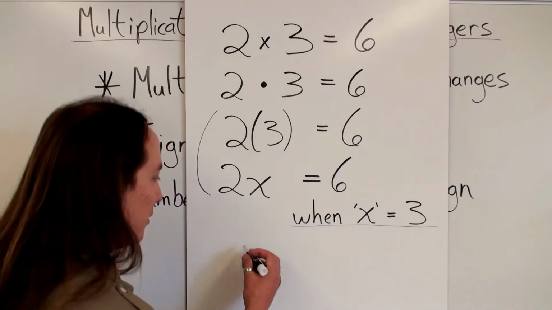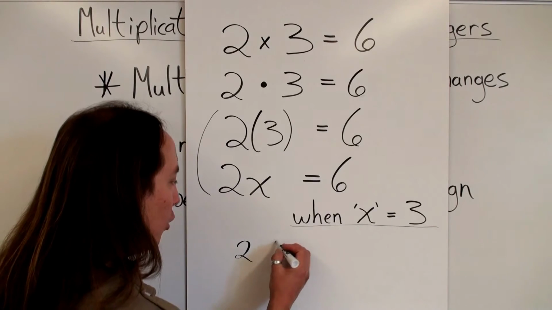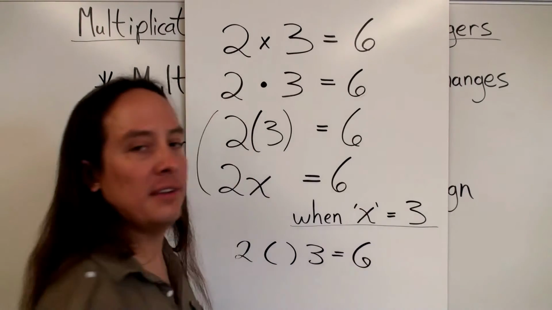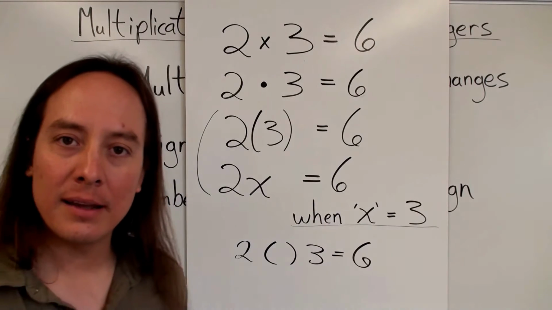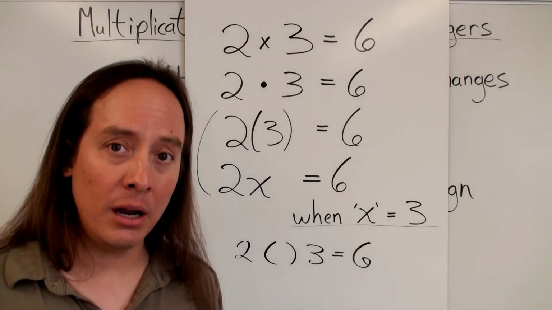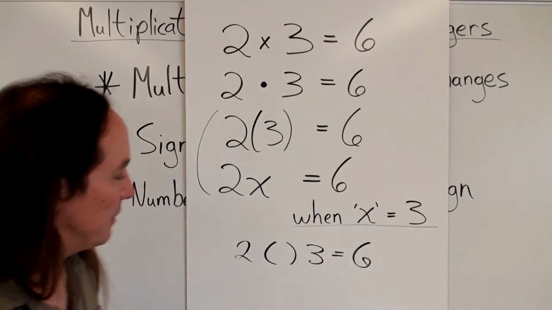I couldn't do this, right? I couldn't put 2 open and close parentheses, 3 equals 6, right? That doesn't say 2 times 3. That doesn't say that. Well, I have parentheses. Well, you said parentheses equals multiplication, right? It doesn't. It's not that, actually.